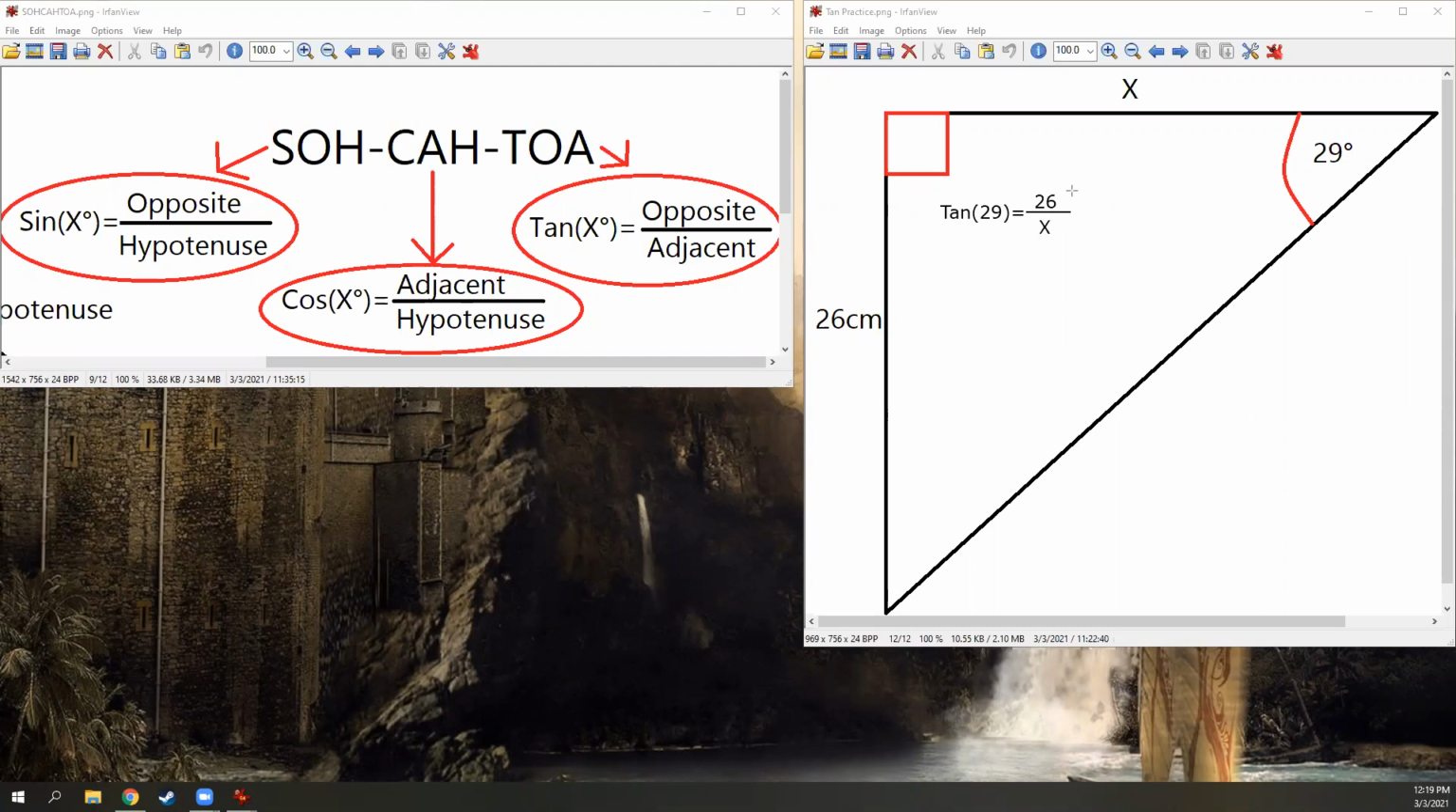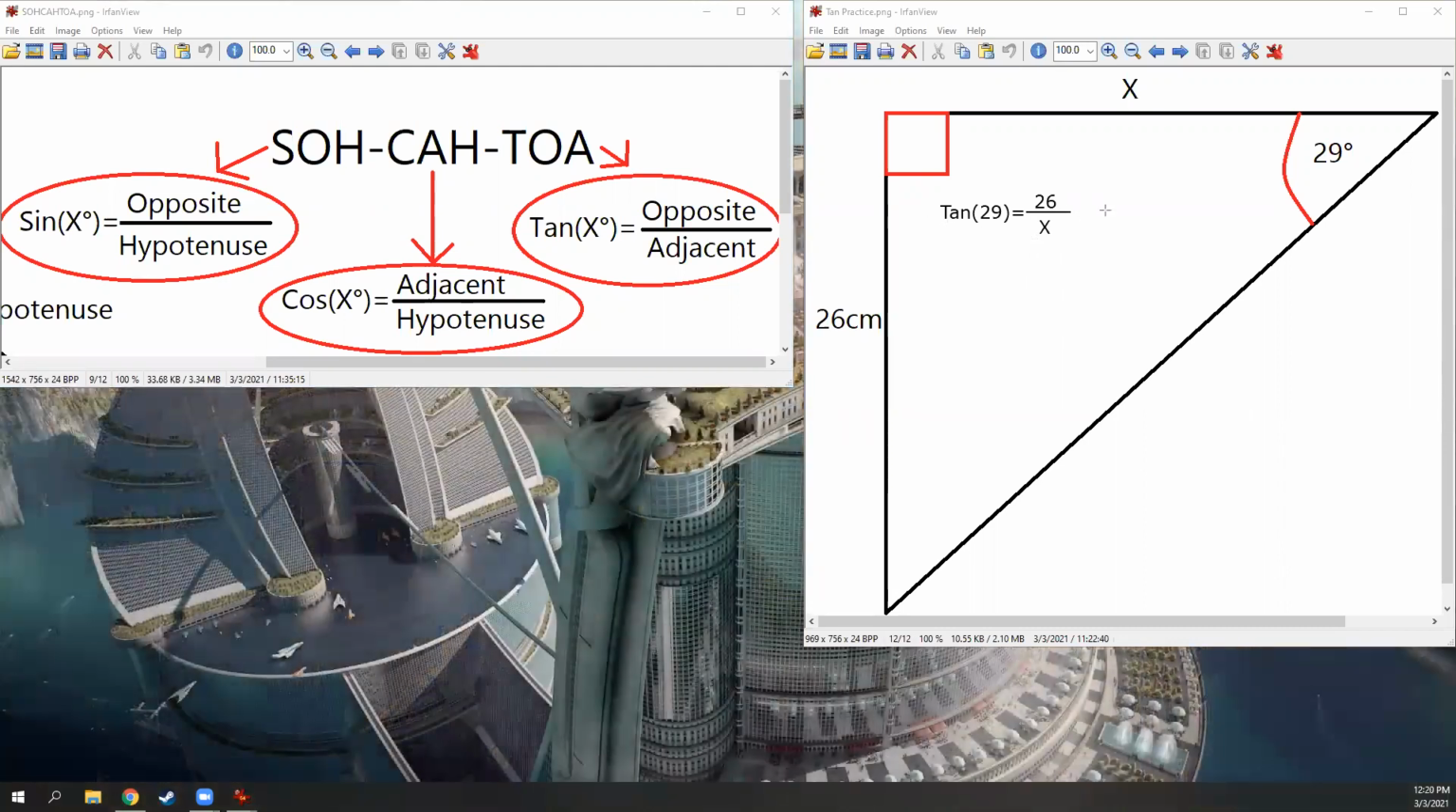Whatever. All right, well, x is on bottom again, which means we can follow the same pattern, right? If you want to do the algebra, you multiply both sides by x, divide by the tangent of 29. I'm going to skip the steps because we've already seen it twice. You're going to end up with x equals 26 on top, tangent of 29 on bottom.